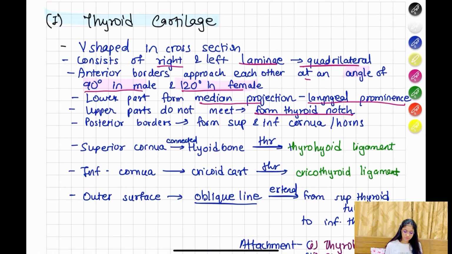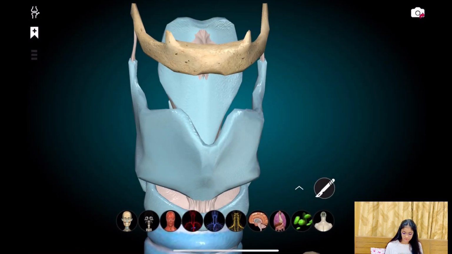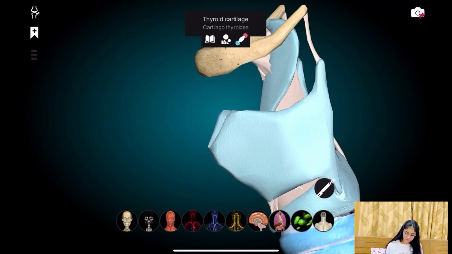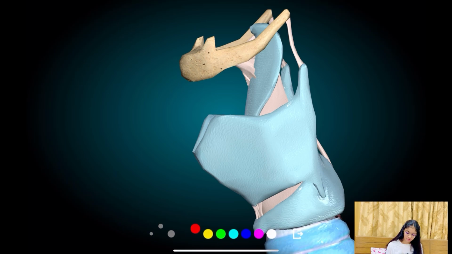Posterior borders form superior and inferior cornua or horns. Okay, see this part. These are two horns, superior and inferior horns, bilaterally.